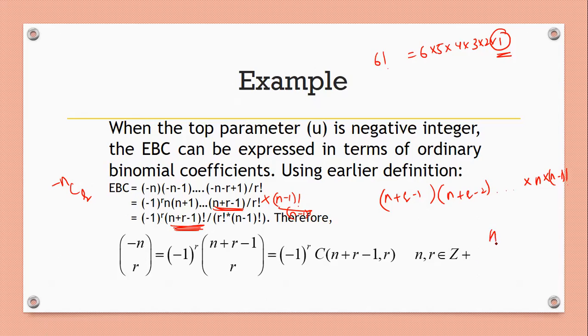How is that? Our normal formula nCr is given as n factorial divided by (n minus r) factorial into r factorial. So by using this, we can give this formula, or even another representation is minus 1 power r into C of n plus r minus 1 comma r, where both n and r are positive numbers because we have taken minus 1 as common over here.